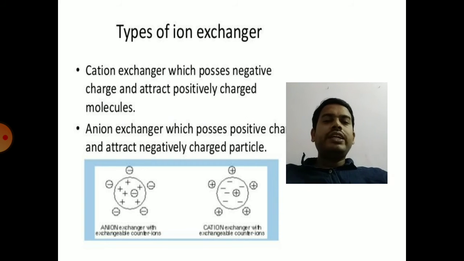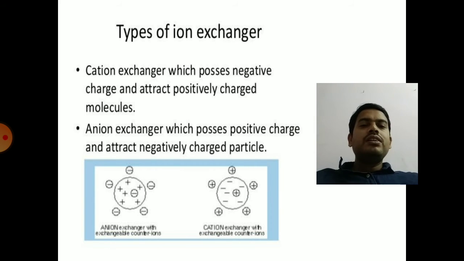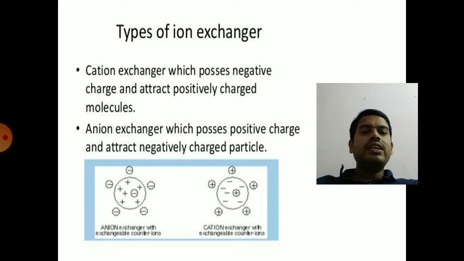So these are the types of exchangers. Cationic exchangers possess negative charge and attract oppositely charged molecules, that means they will attract cations. So that is the cationic exchanger. Anionic exchanger will possess positive charge, it attracts negatively charged particles, that is anions. So the cationic exchanger will have negative charge, and it will attract positively charged cations.